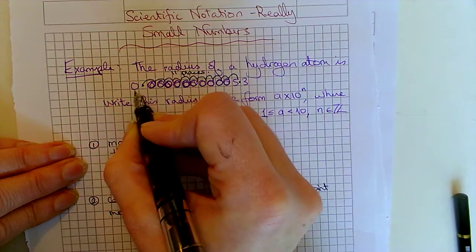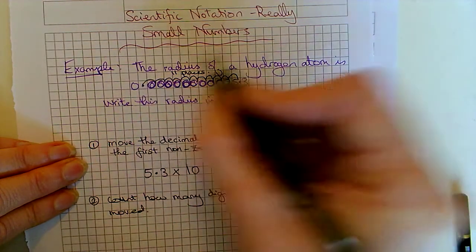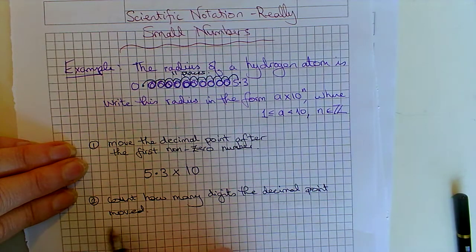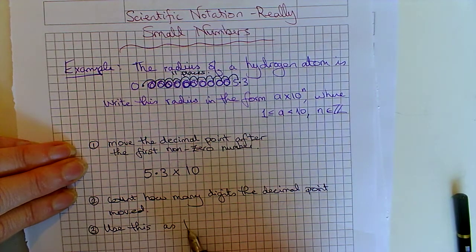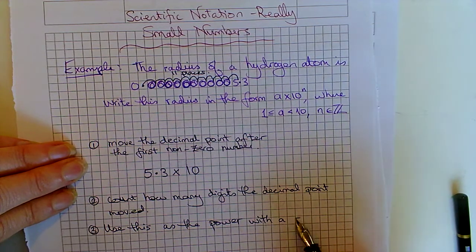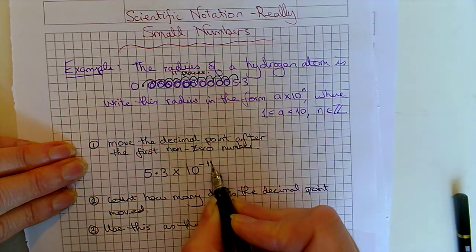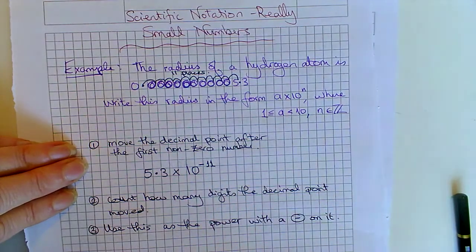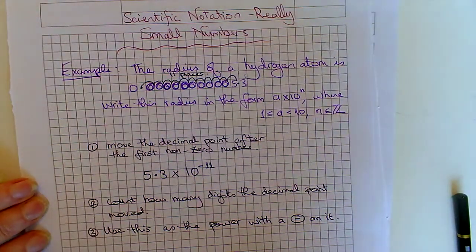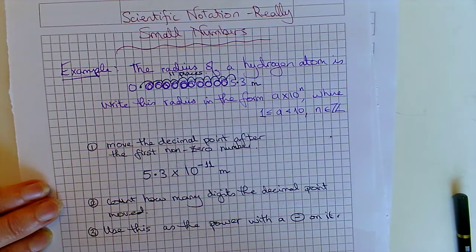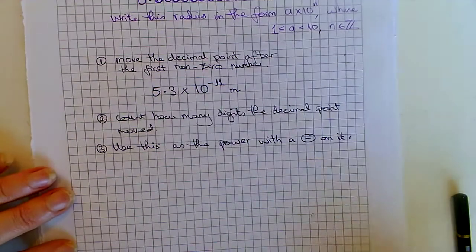You'll notice we're never counting the 0 in front of the decimal point. So it's from the decimal point's old position to its new position. And we use this as the power with a minus on it. So this becomes minus 11. 5.3 by 10 to the power of minus 11. And that should have said meters, and that should say meters as well. So really, really tiny.